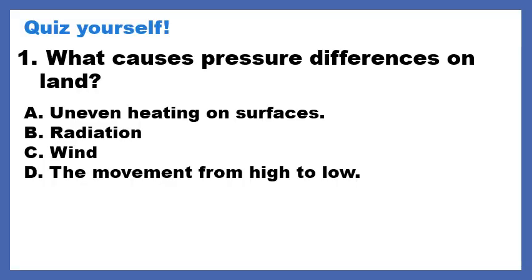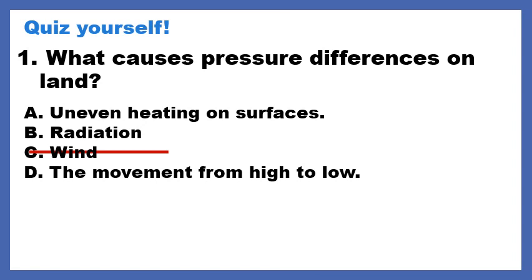All right, let's wrap it up. I'm trying to get this under 10 minutes. We shall see. What causes pressure differences on land? Is it A, heating on surfaces, B, radiation, C, wind, or D, the movement from high to low? 5, 4, 3, 2, 1.